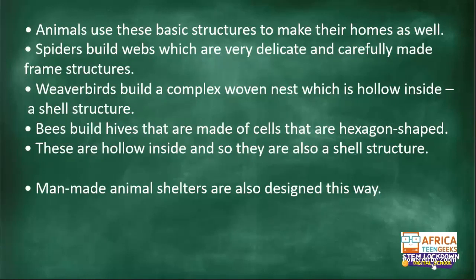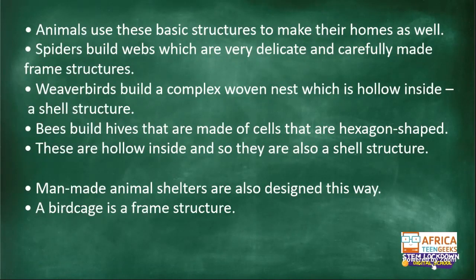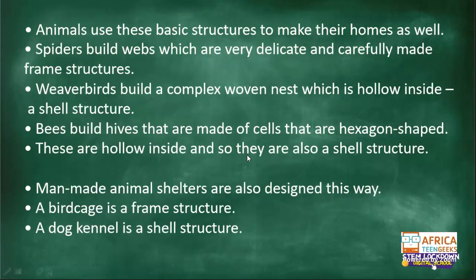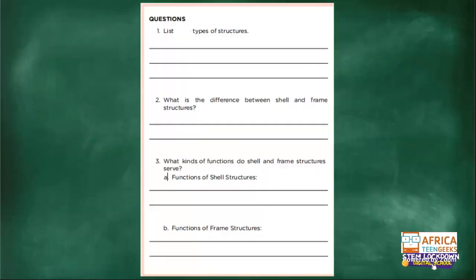Man-made animal shelters are also designed this way. A bird cage is a frame structure. Well, depending on what type of bird cage, a frame that holds a bird cage that stands up will be a frame structure. And then a dog kennel will be a shell structure.